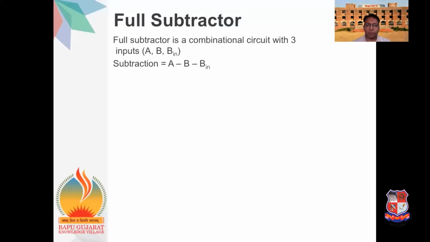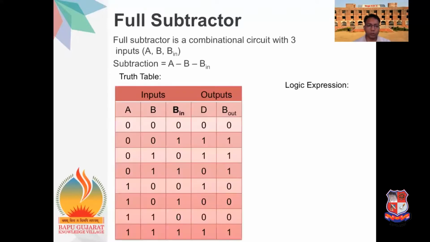Now the full subtractor is a combinational circuit with the 3 inputs A, B and B in. So it is the subtraction between A, B and B in. Now let's see the truth table. Here there are 3 inputs, so a total of 8 combinations of the inputs, and the 2 outputs, that is the difference and the borrow out. Here the third input is the B in, and the borrow we can represent by using B out.